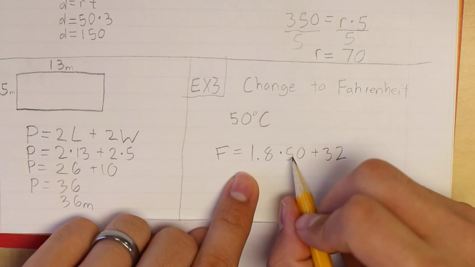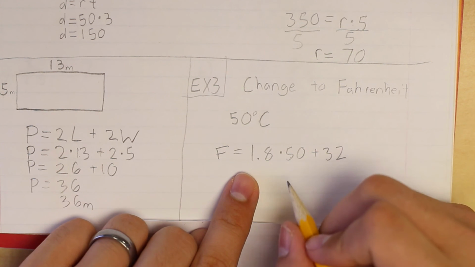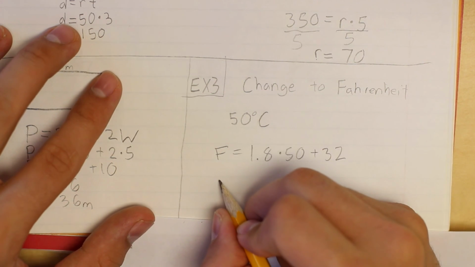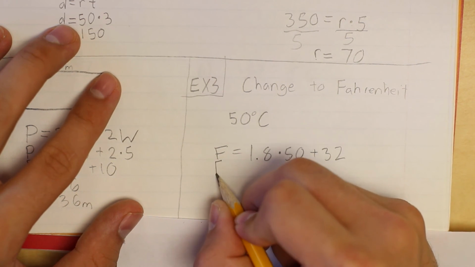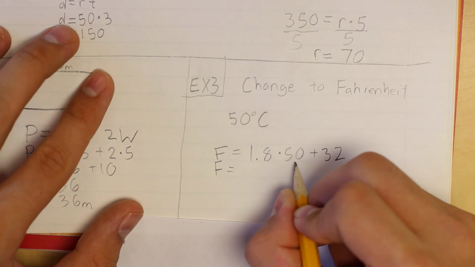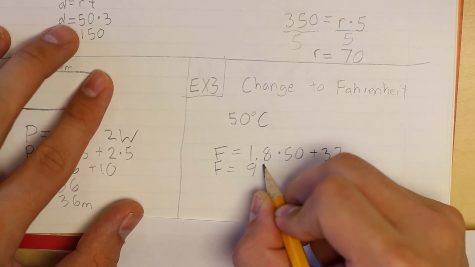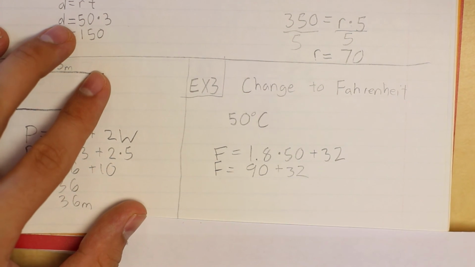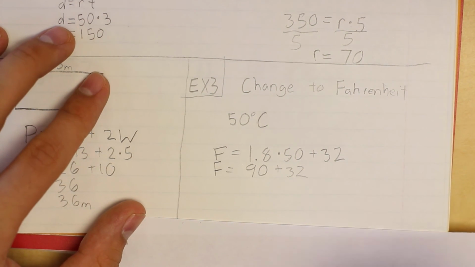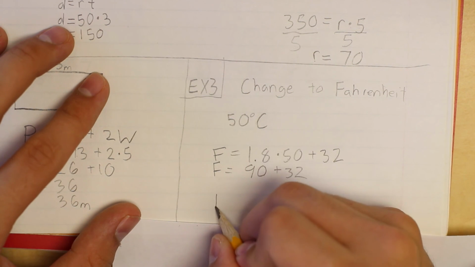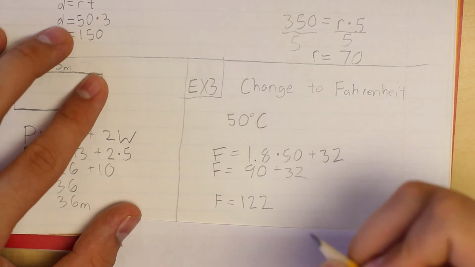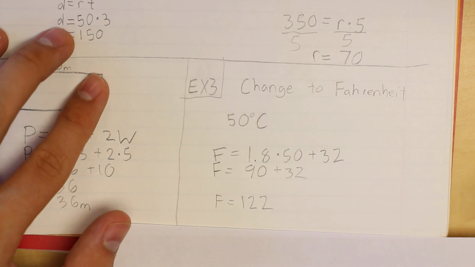Now, you might need to go to the side and do some scratch work to figure out what this is, but 50 times 1.8, that is going to be, so we say Fahrenheit is equal to, well, this right here equals 90 plus 32. So we add that together, and the temperature in Fahrenheit would be 122 degrees. Ouch!